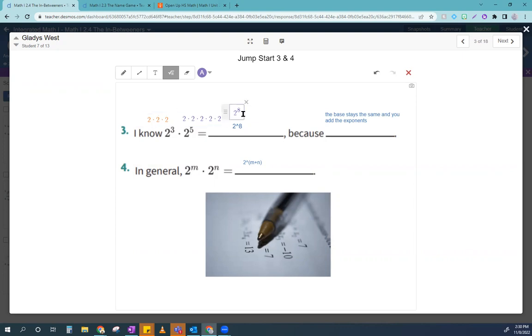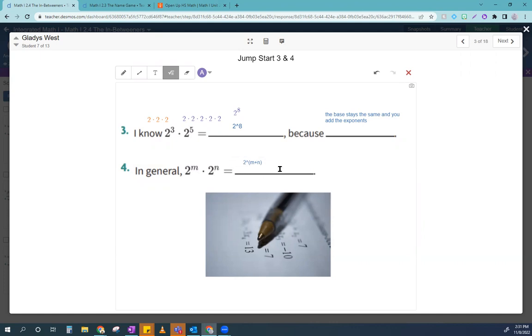Right? Very good. So this person says, hey, Miss Johnson, I think I could just add my exponents. And the answer is yes. This is an exponent property that you will see again later on. You will see this again and again and again, but specifically in Integrated 3, we just went over this.